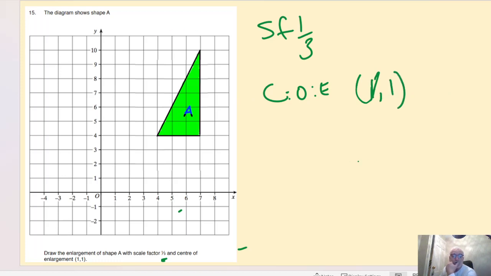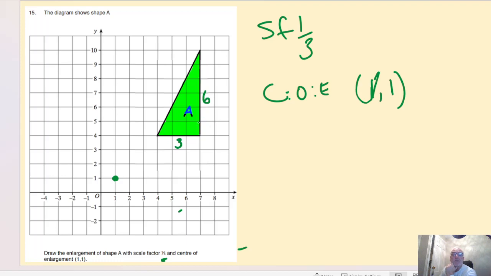Okay, so let's mark that point for a start. So we're coming along, 1 along the corridor, 1 up the stairs. There's my centre of enlargement. So let's go back to my shape. We've got 3 squares wide, and we've got 1, 2, 3, 4, 5, 6 squares high.